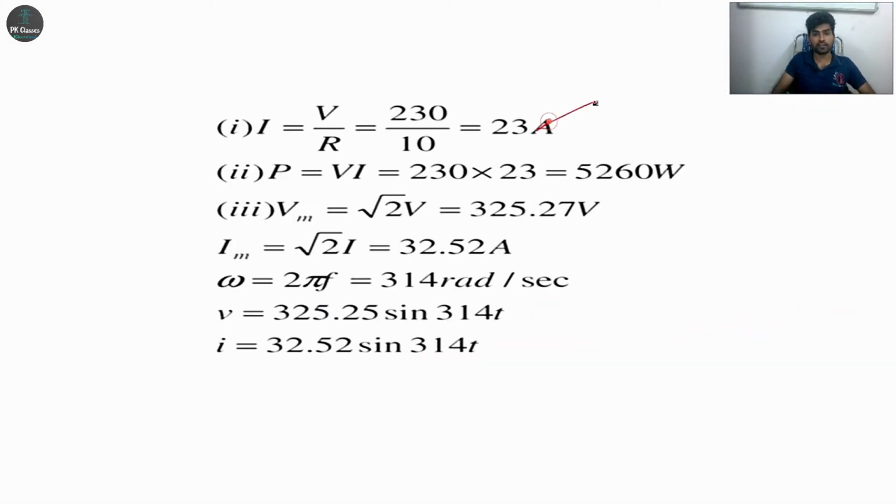See here, 23 amps and 5260 watts, and if you want to calculate this one, root 2 into V, so root 2 into 230, you get 325, root 2 into I, 32.52, and omega is 2 pi f, 314 radian per second, and V is equal to this one, I is equal to the equation.